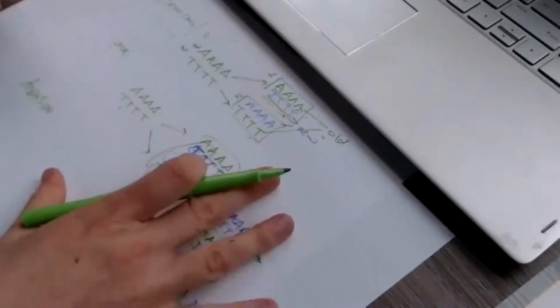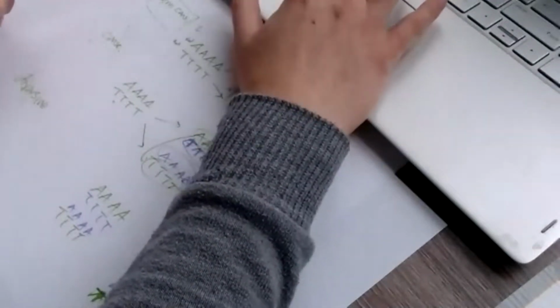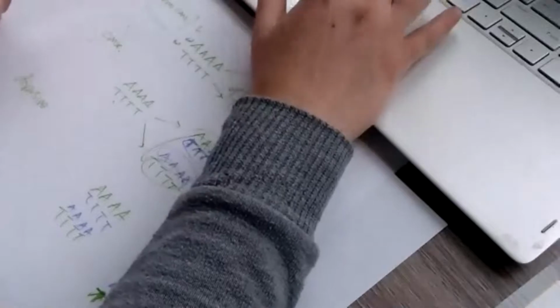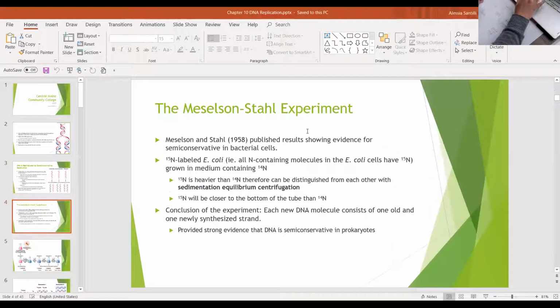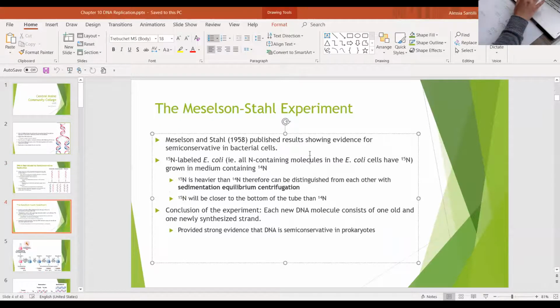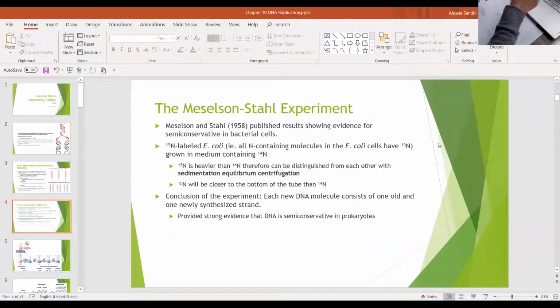So Watson and Crick were correct, but as per usual with anything when it comes to biology, you need to make sure that you have evidence to back up your hypothesis, right? So this is when we had the Meselson and Stahl experiment. These guys, it happened in 1958, and they experimented on E. coli cells, so some bacterial cells, and they were able to actually prove that DNA replication happened with the semi-conservative model.